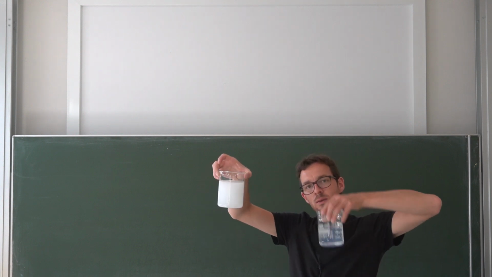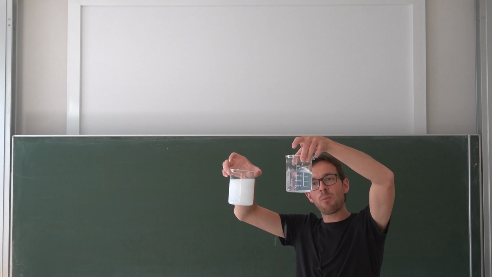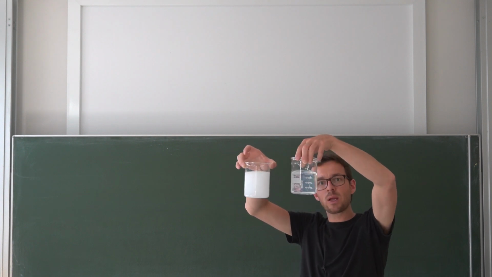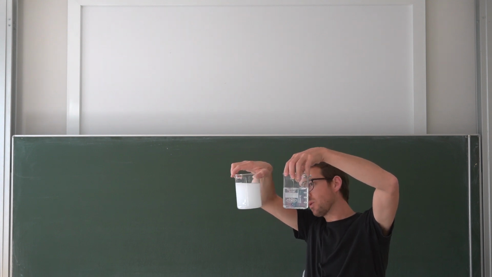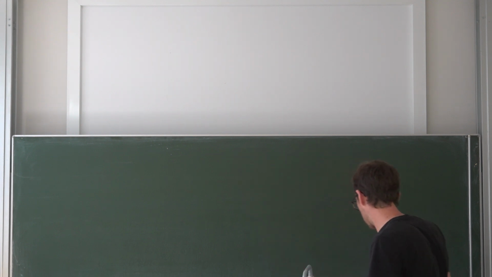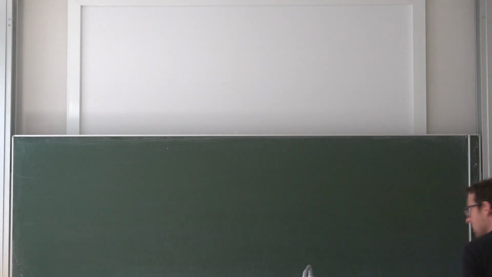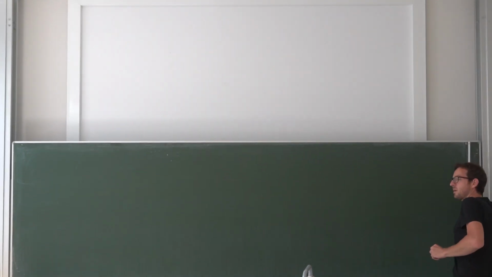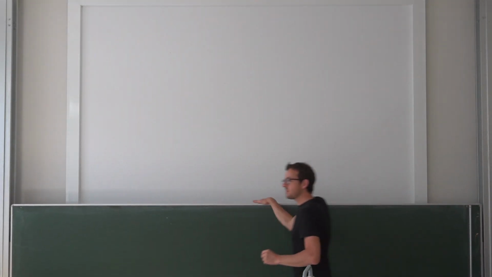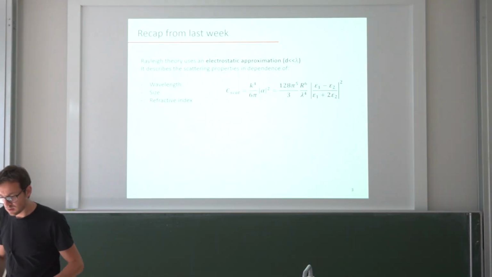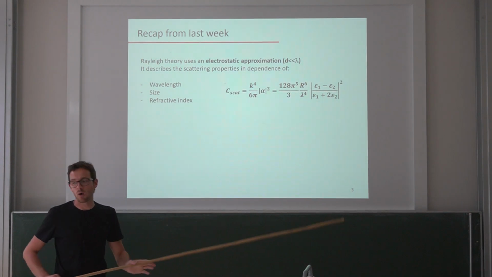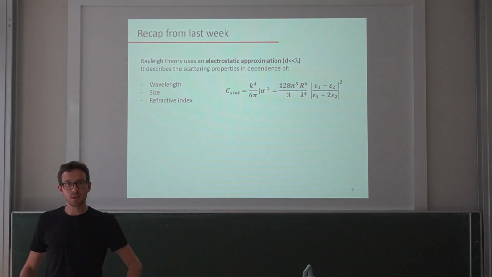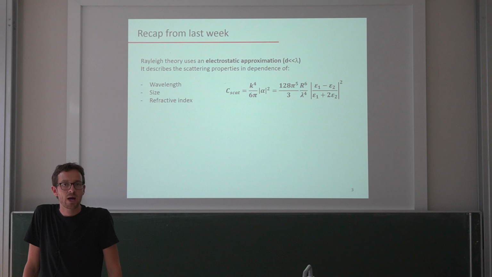So this contains much more mass of silica compared to this one, and yet I think it's very clear the difference between these two. Okay, so indeed, there is a very strong size dependence, as we would predict from this r to the power of 6. But still, we cannot really describe larger particles where the electrostatic approximation fails.